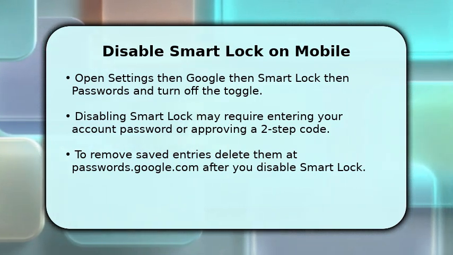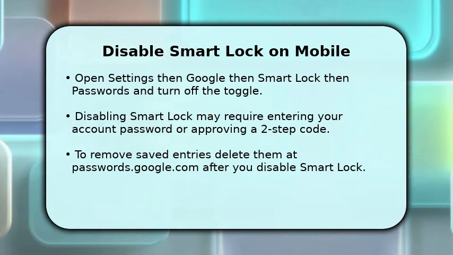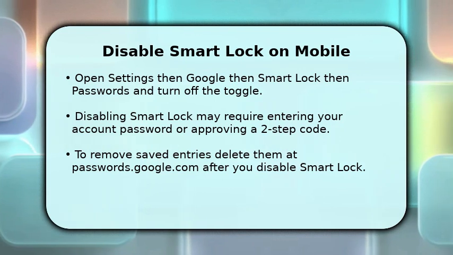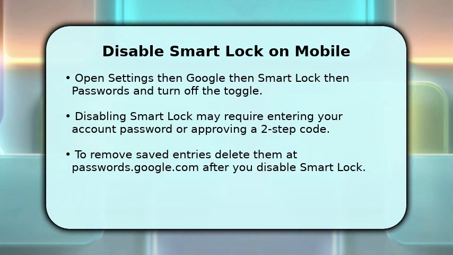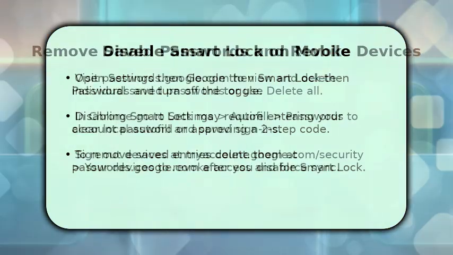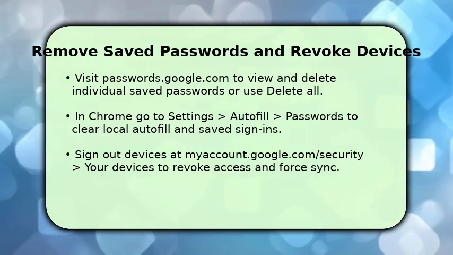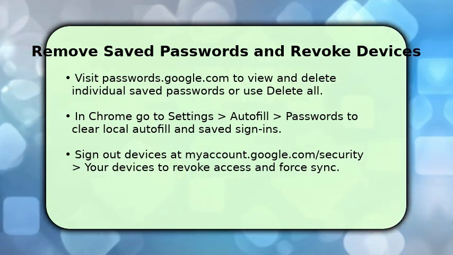The system will likely ask you to enter your account password or approve a two-step verification code. After disabling Smart Lock, you can remove saved passwords separately at Passwords.Google.com in your browser. To fully remove credentials, go to Passwords.Google.com and sign into your Google account. Find each saved entry, click the three dots and choose Delete to remove that credential permanently.